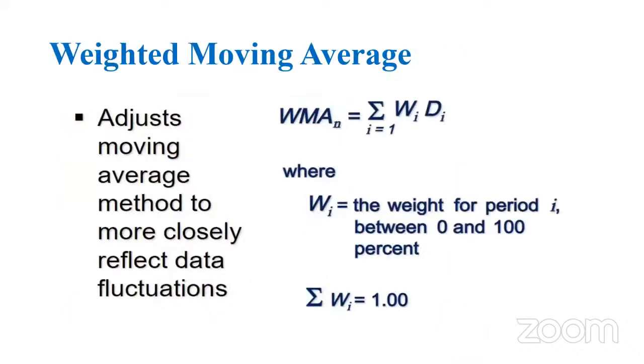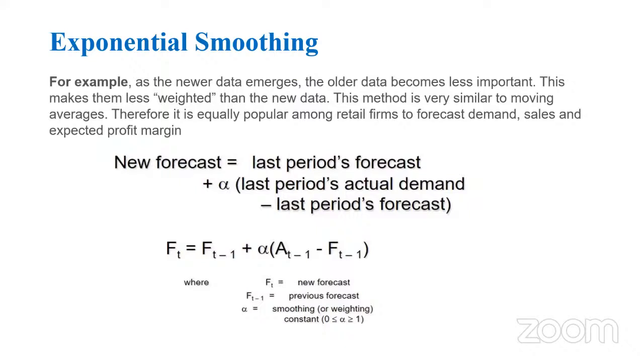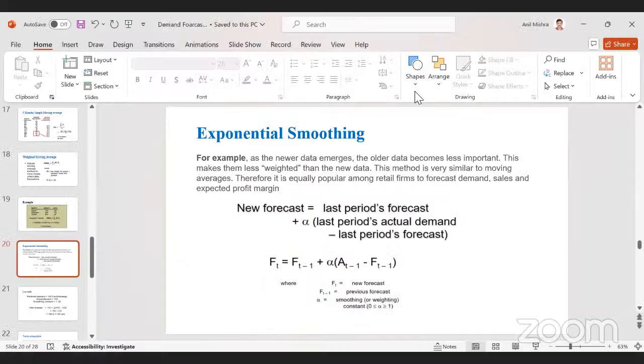Let's say we come to the data set over here. The weightages are given here. You just multiply the weightage with the data and divide it by the total weightage. So that is the concept called the weighted moving average. Okay, so now we have to stop here, and we will discuss the rest of the forecasting techniques in the coming class.